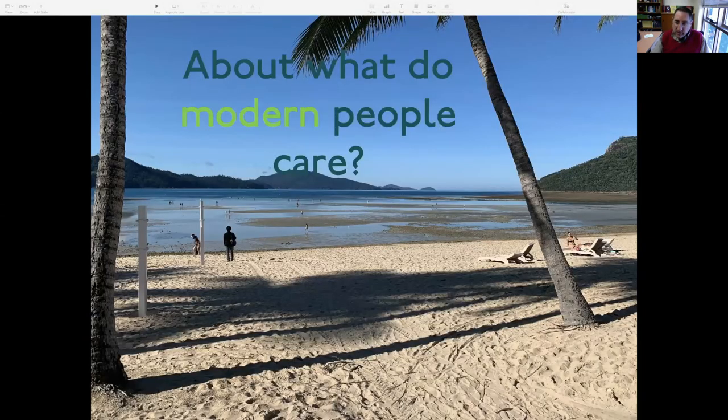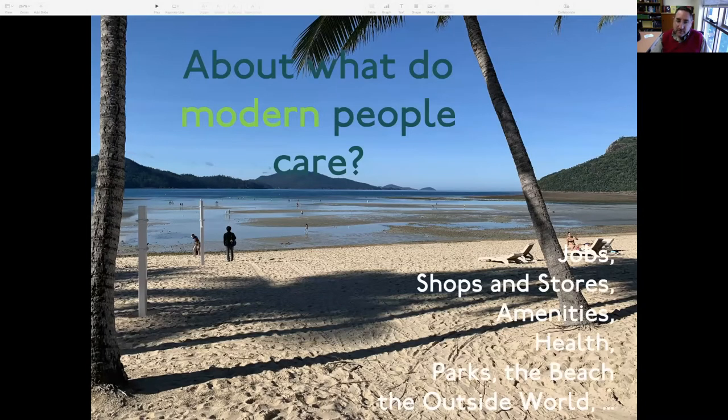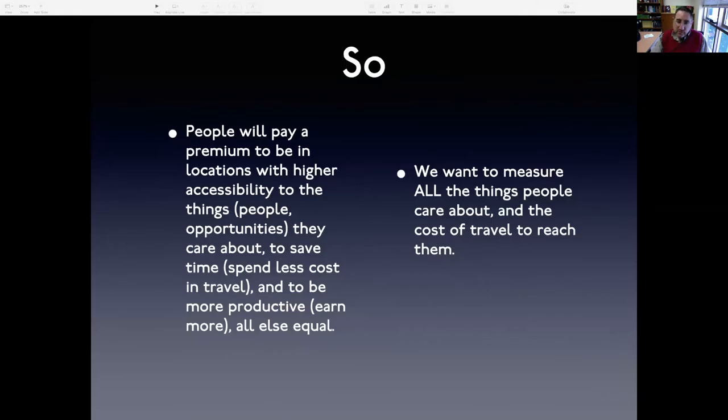So we can ask, what do people care about? People care about jobs and shops and stores and amenities and health and parks and the beach and the outside world. These are all things that people want to be near. So people will pay a premium to be in locations with higher access to the things they care about, that allows them to save time and be more productive, all else equal. And what we want to do is measure all the things that people care about and the cost of travel to reach them.